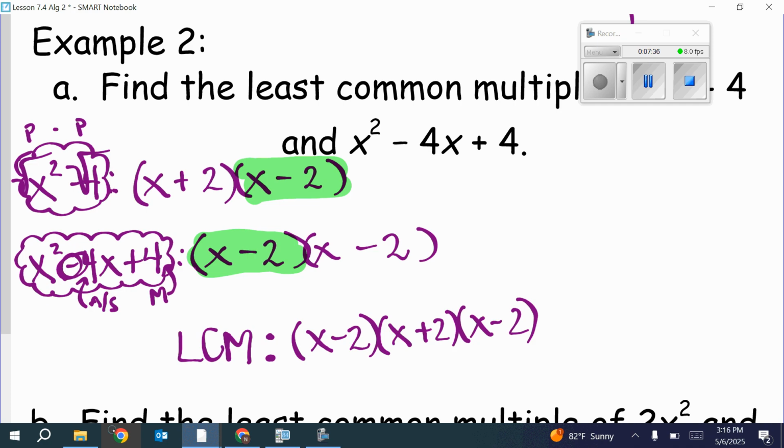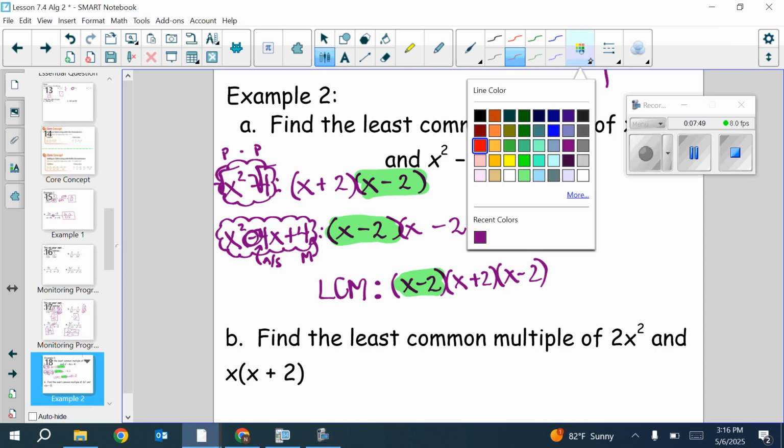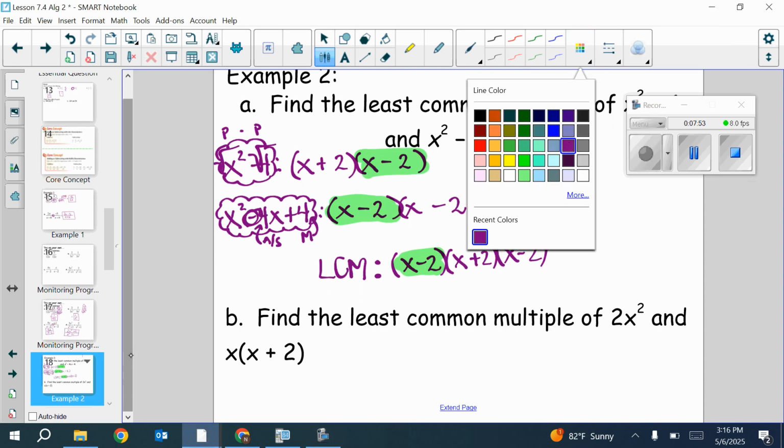If you look at this highlighted piece, it came from here. This is what they had in common. The other pieces are what they didn't have in common. So kind of think about it that way. Now let's go ahead and try another one together.